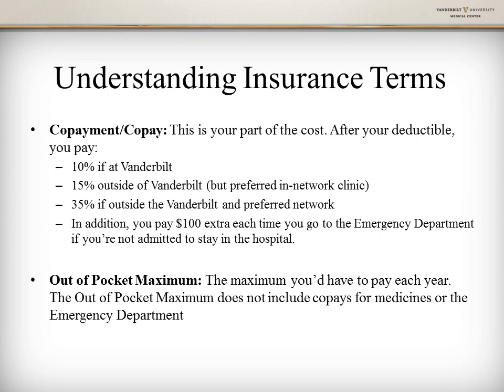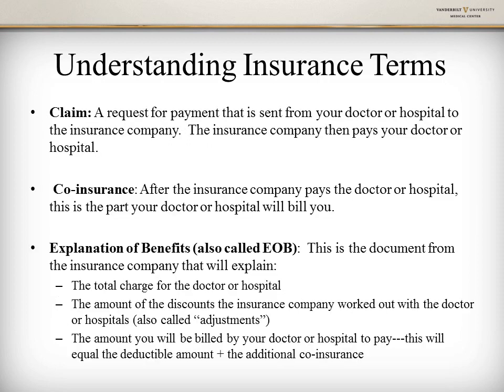The out-of-pocket maximum is the amount of money that you have to pay at most per year. This varies by where you receive your care. This information is available in the insurance plan brochure and online on our website and on the Gallagher Student Health website. A claim is the paperwork that your doctor or hospital sends to your insurance company and asks them to pay.